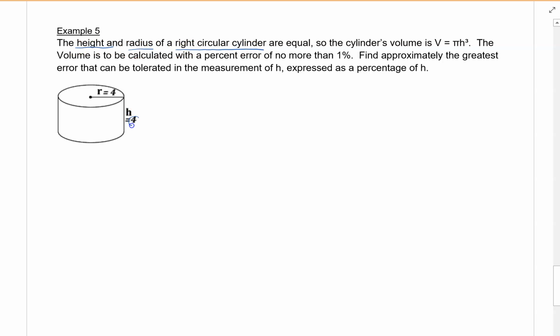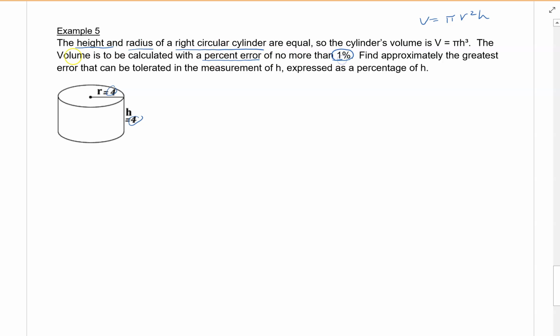You can kind of see they both have a value of 4. So the cylinder's volume is V equals pi h cubed, because normally it's pi r squared h, but if r and h are the same, it's just h cubed. So let's say the volume is to be calculated with a percent error of no more than 1%.